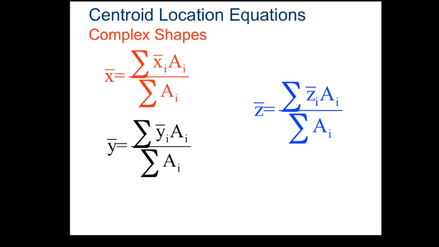So let's actually take a look and see what these equations mean. X bar, remember, is the centroid location for the x direction. And what does this mean? Here, this means you take the x bars of each individual shape. The i is an index because you might have more than one shape.